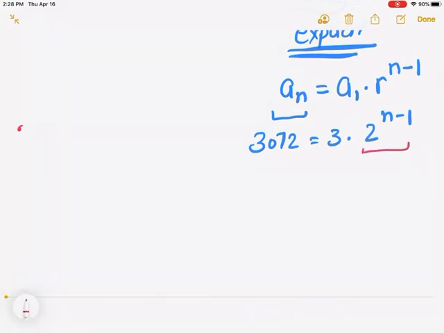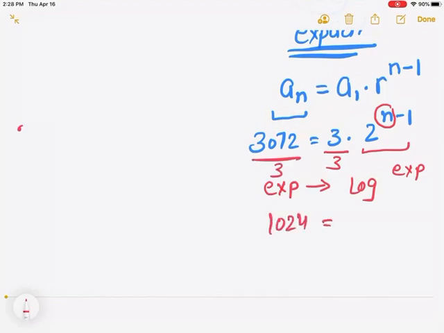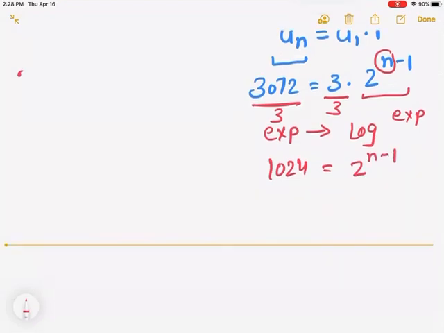Oh, if you look closely, this is actually an exponential equation because this n is an exponent, right? So technically it's an exponential equation. And how do we solve exponential? I hope you remember. You need to switch exponential to log, and that's how we solve. Okay, first you need to isolate. So I would divide by 3. This becomes 1024. It's equal to 2^(n-1). So now this exponential is by itself.